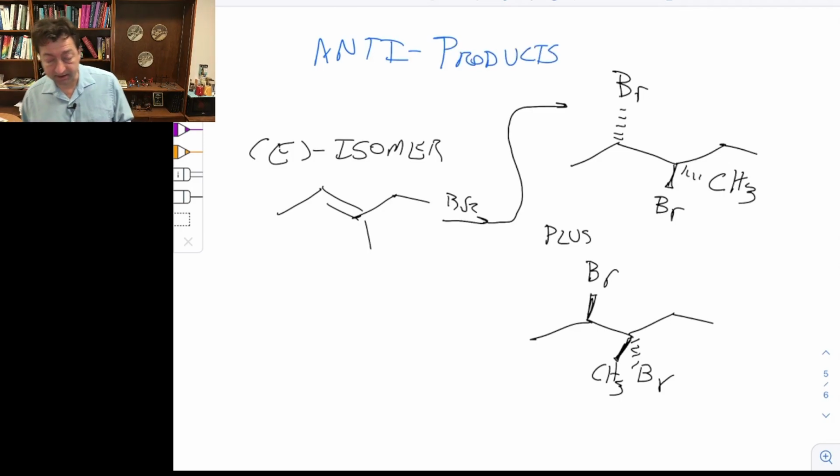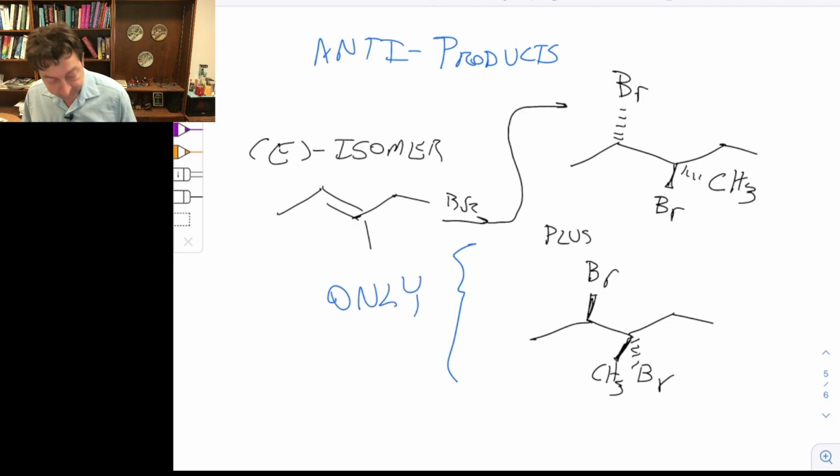The anti-products, I should say, where the bromides are on opposite sides of the molecule that we draw it in this fashion here. But these are enantiomers of each other. So if you draw them out or make the model and line them up, you'll see they're enantiomers of each other. These are the only products here. Those are the only products that we get.